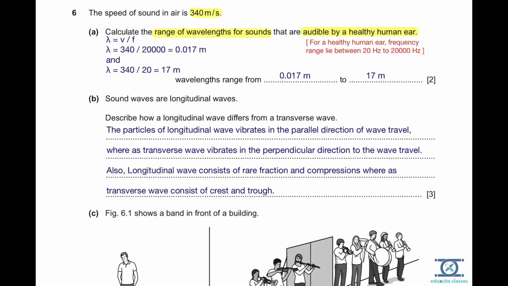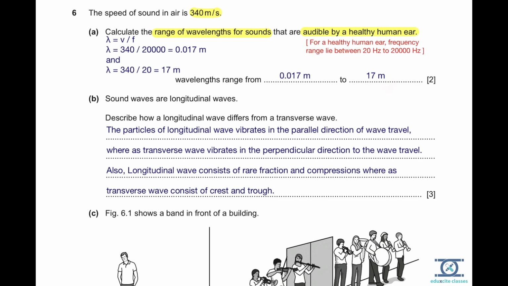So, now putting the lower limit and the upper limit for the frequency, we get the upper limit and lower limit for the wavelength respectively. By just putting in the values, we get the answer. The wavelength range lies between 0.017 meter to 17 meter.